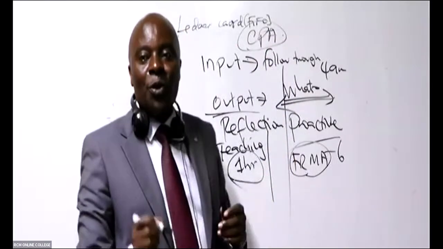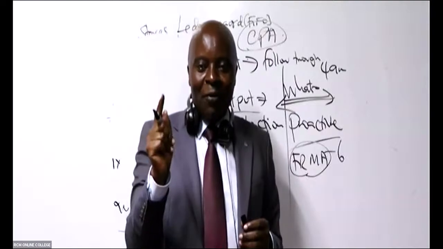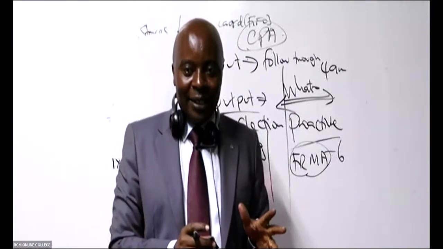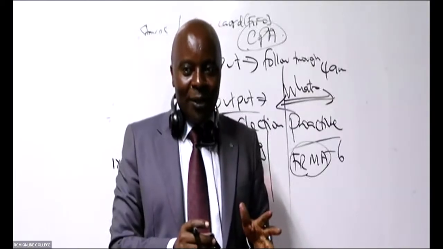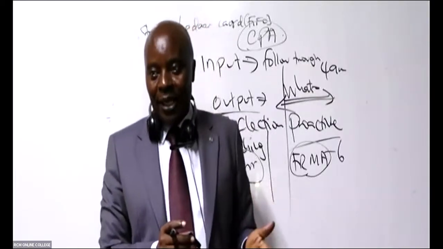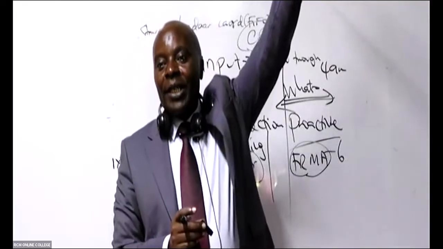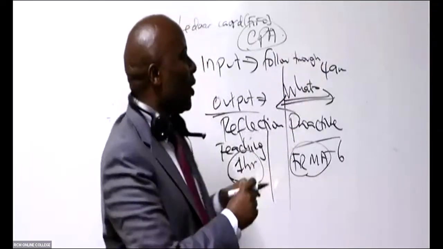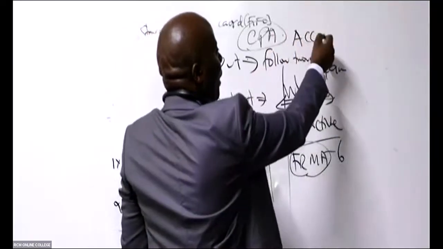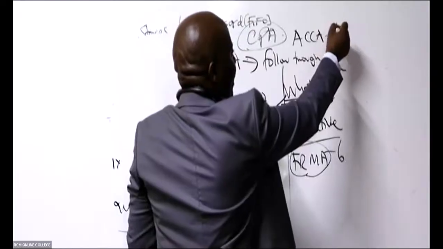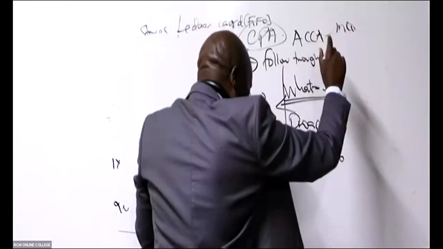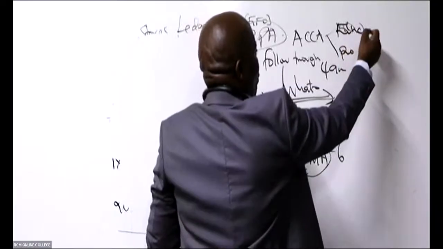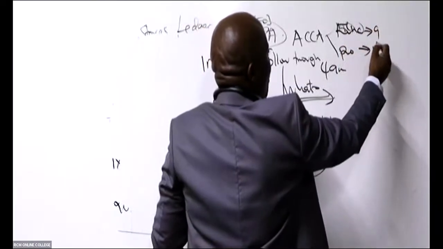After CPA, we shall do ACCA. Have you ever heard of ACCA? Which one is better, CPA or ACCA? You can't compare ACCA with CPA. ACCA is up there because ACCA is international. So remember, ACCA has got 2 levels. We have foundation and then professional. Foundation has 9 papers, professional has 4 papers.